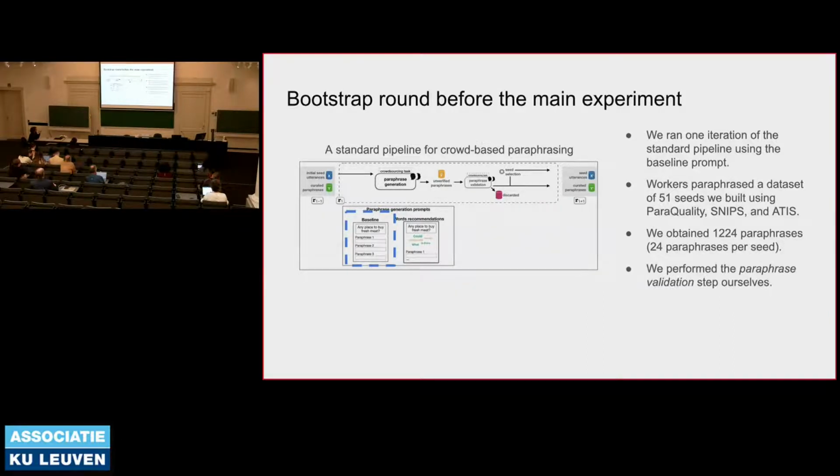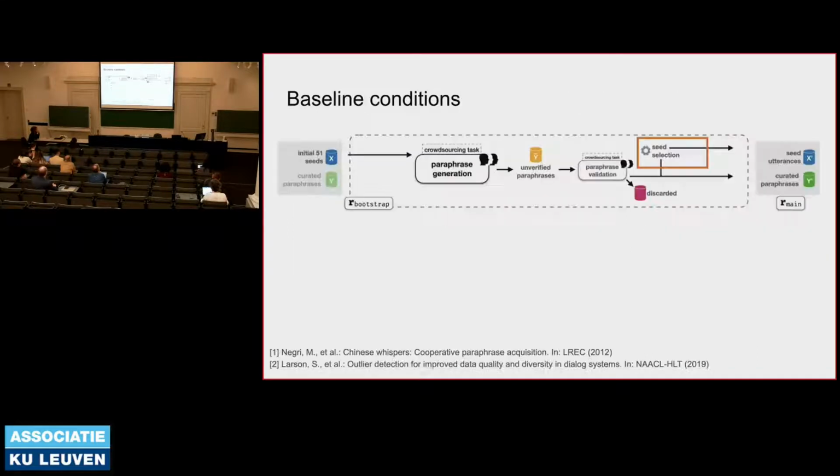We perform the paraphrase validation step manually, and the outcome of the booster round serves as the input for the main experiment. As mentioned previously, the baseline conditions represent approaches found in the literature. The baseline condition defines the seed selection step to randomly pick one valid paraphrase per seed.